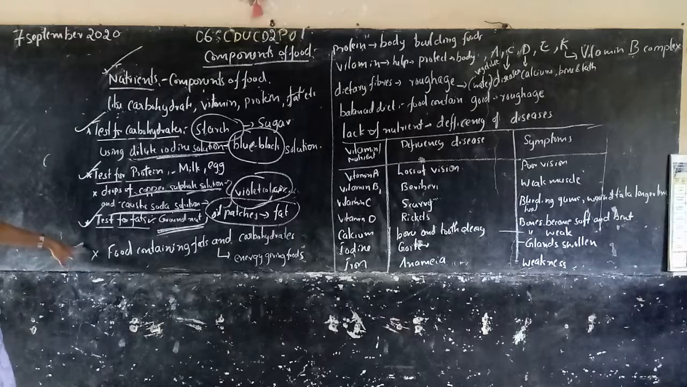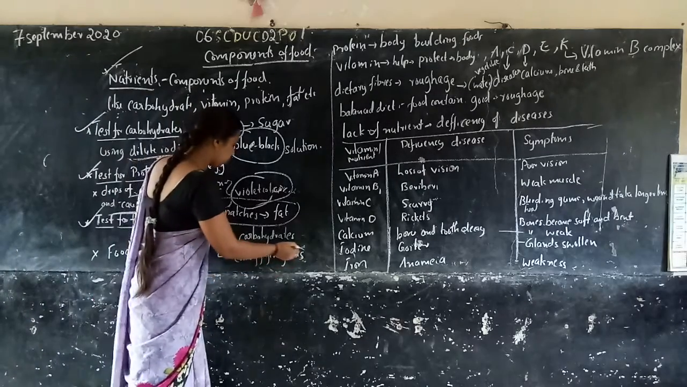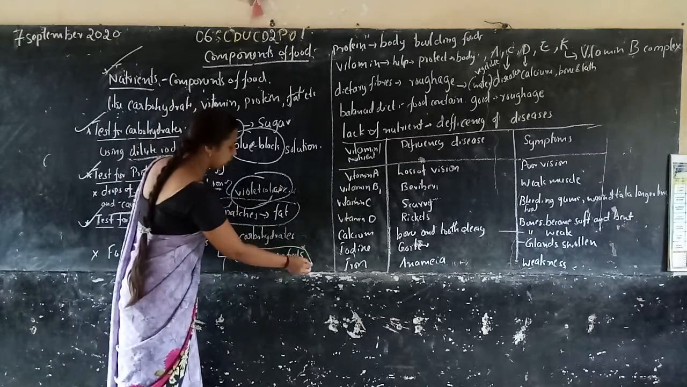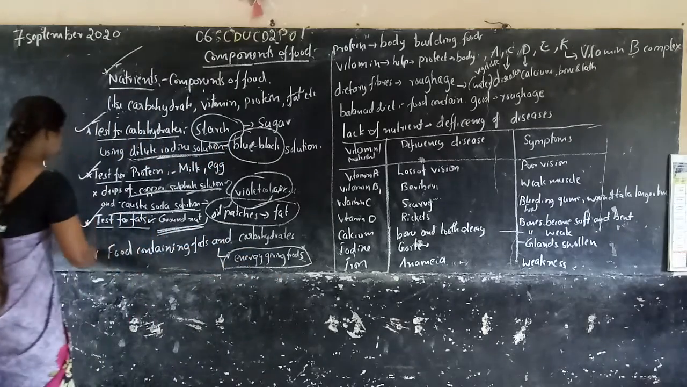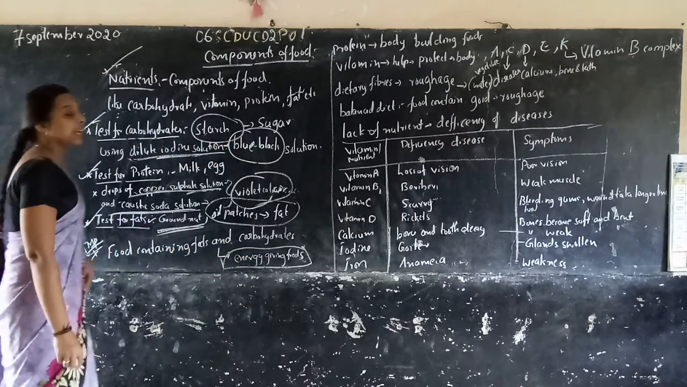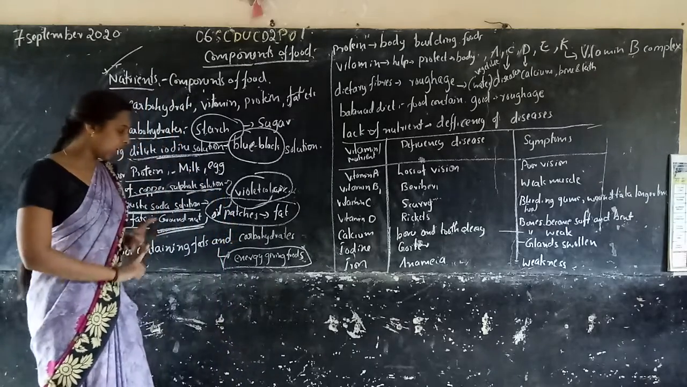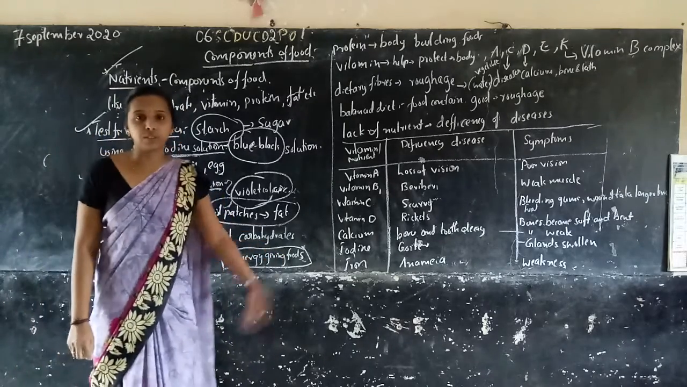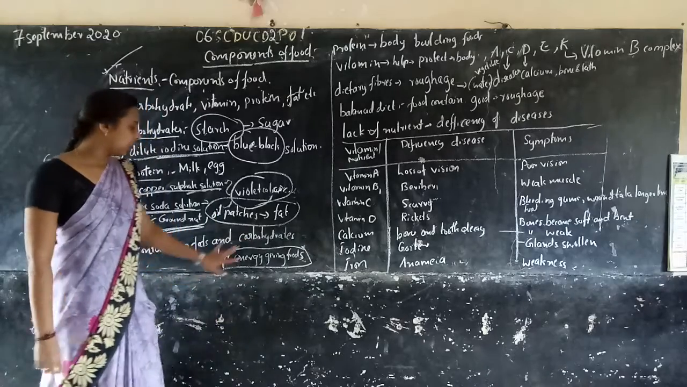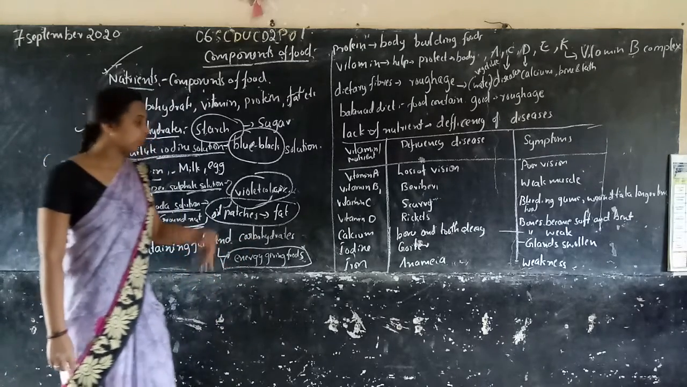Next, food containing fats and carbohydrate. What are these? These are energy giving foods. This is very important. What are the energy giving foods? Food that contains fat and carbohydrate is energy giving food.